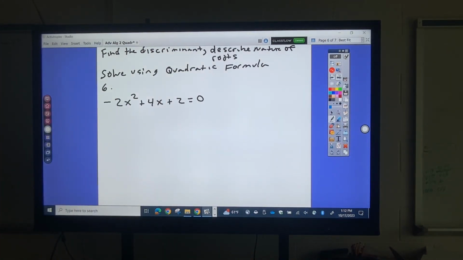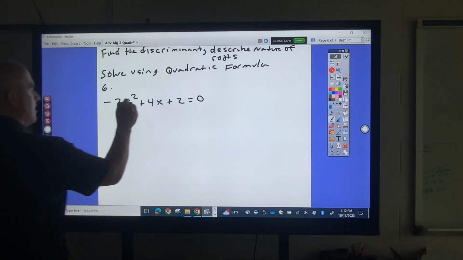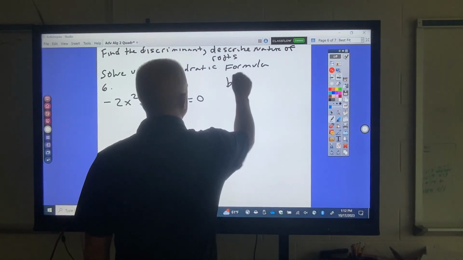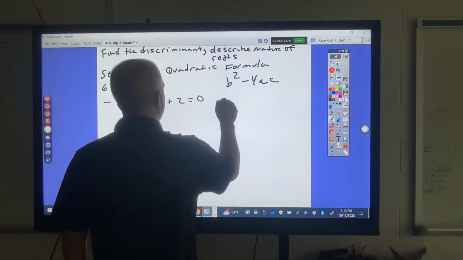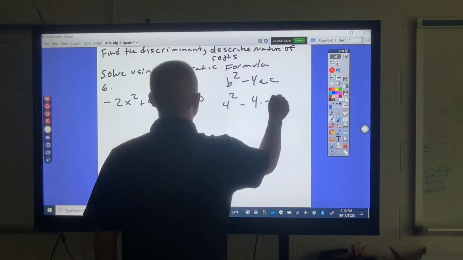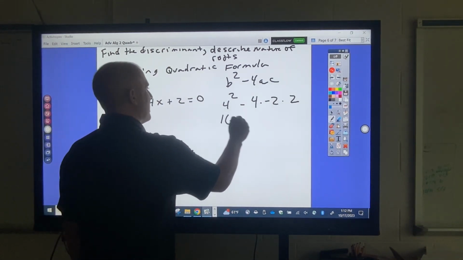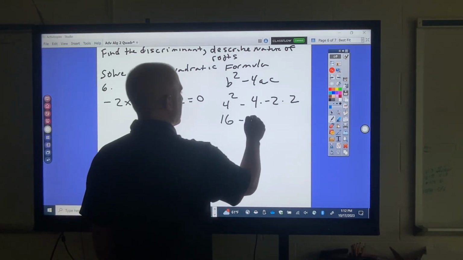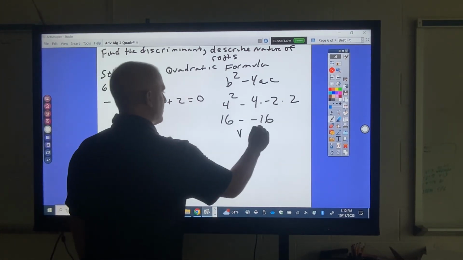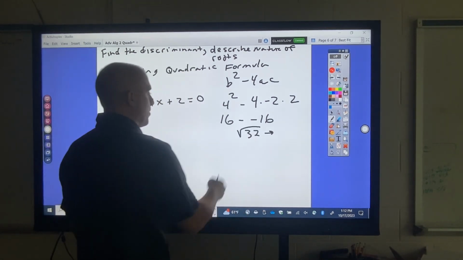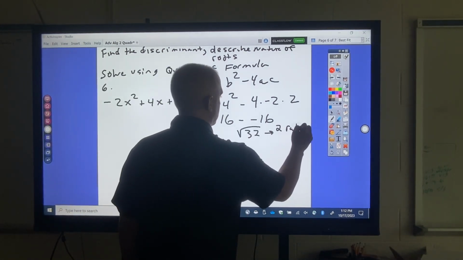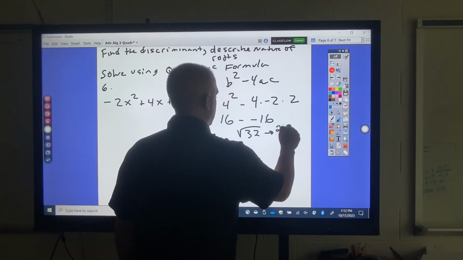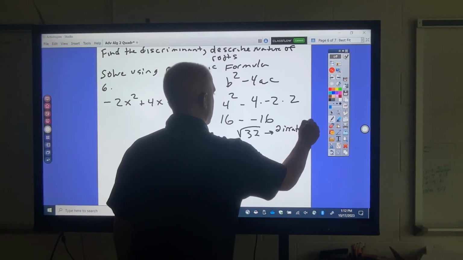All right, let's go ahead and do this one. So this is already set equal to 0, so I'm in good shape. My discriminant is b squared minus 4ac. So I got 4 squared minus 4 times negative 2 times 2. So that's 16 minus 4 times negative 2 is negative 8 times 2 more is negative 16. This minus this is 32. So what does this mean? This is not a perfect square. This is going to be 2 rationals. I'm sorry, 2 irrationals. 2 irrational solutions.